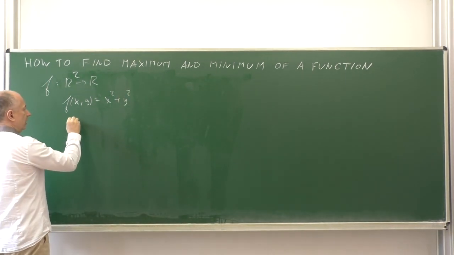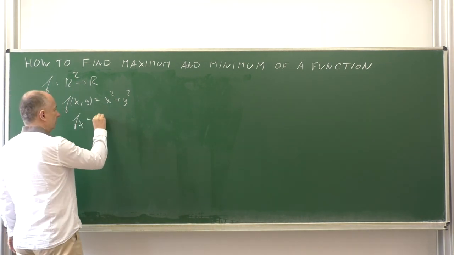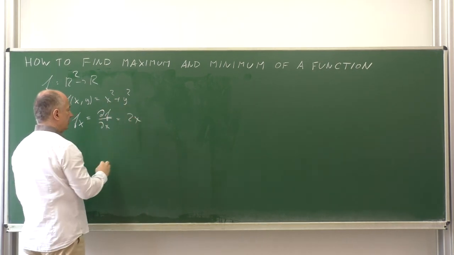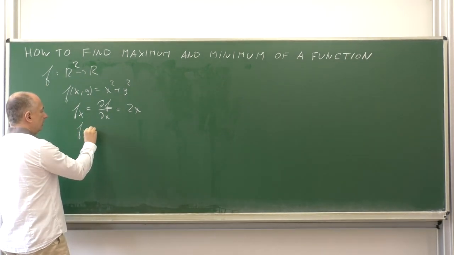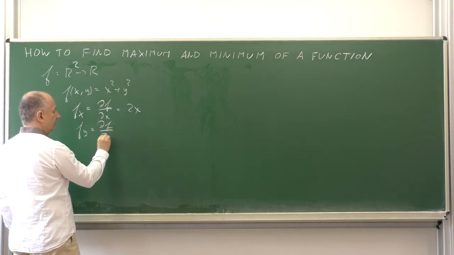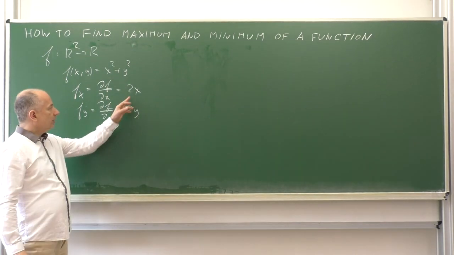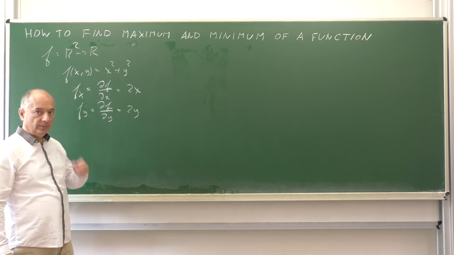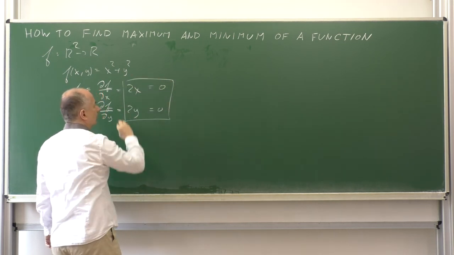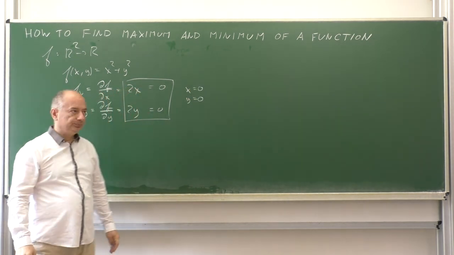First, we compute the partial derivative of f with respect to x, which is an abbreviation for df/dx, and this will be 2x in this case. We compute the derivative with respect to y, which is just a short notation for df/dy, which is in this case 2y. Then we want these two first order derivatives to vanish, to be equal to zero. This is a system of two equations, which has a very simple solution. In this case, x is zero, y is zero.